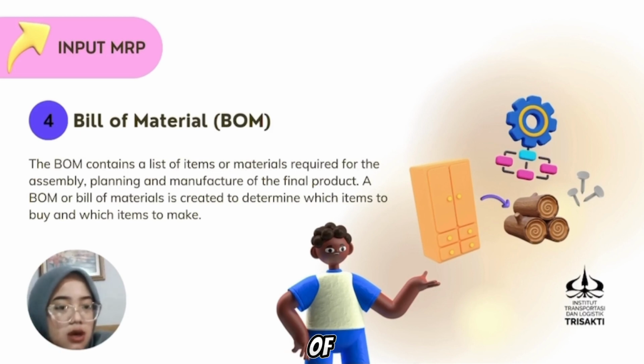The fourth input of MRP is the bill of material, or BOM. The BOM contains a list of items or materials required for the assembly, planning, and manufacture of the final product. BOM, or bill of material, is created to determine which items to buy and which items to make.